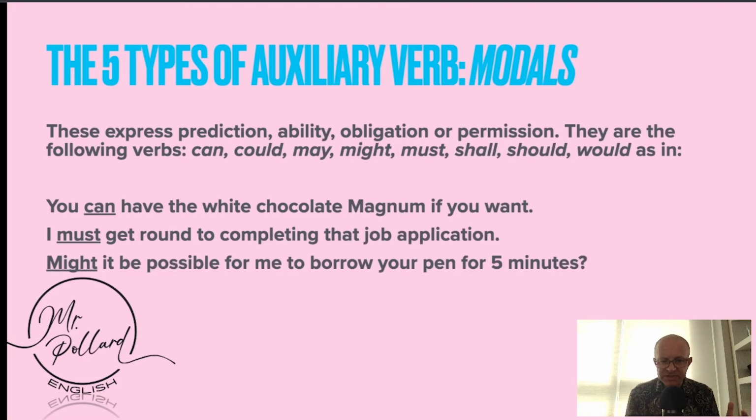We then have modals. These express prediction, ability, obligation or permission. They're things such as can, could, may, might, must, shall or should or would. For example, you can have the white chocolate magnum if you want. I must get round to completing that job application. Might it be possible for me to borrow your pen for 5 minutes?